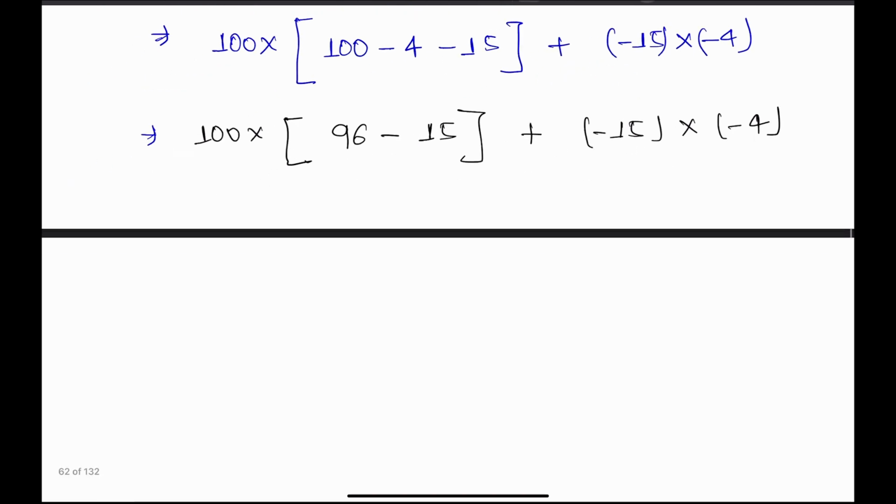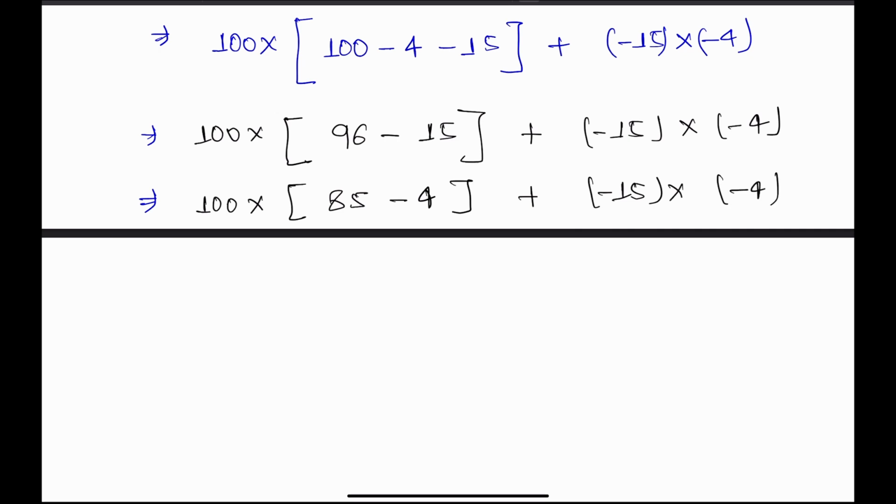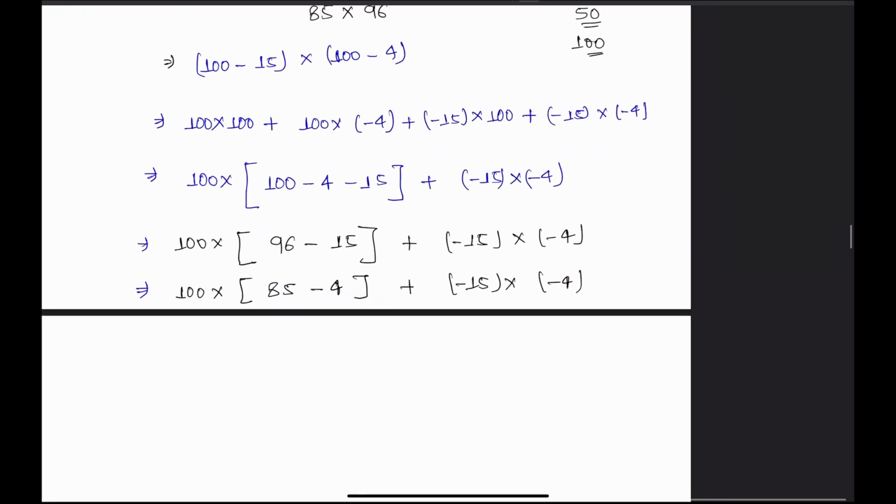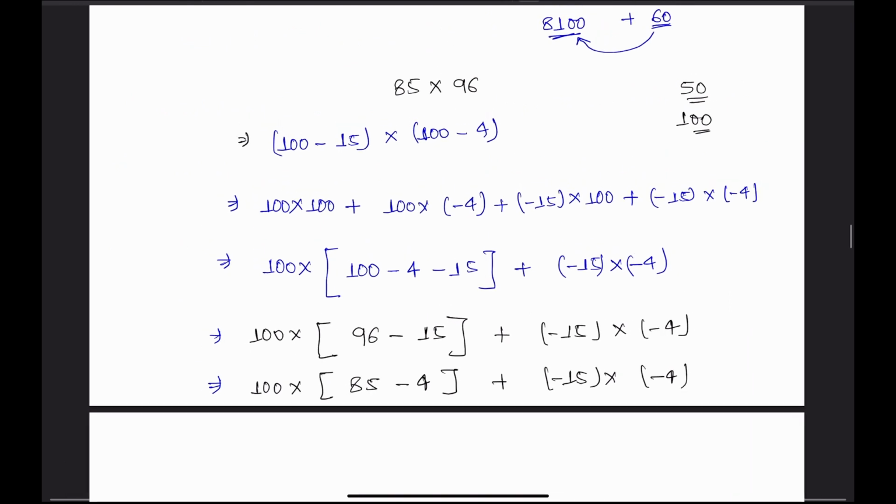Or we can write the same thing as 100 into, this time what we can do is 100 minus 15. 100 minus 15 we will solve first, so that would come as 85 minus 4 plus again minus 15 into minus of 4. So can you relate or understand what is happening over here?